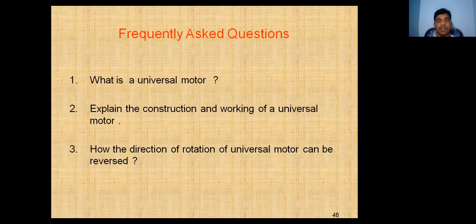So what is a universal motor? A universal motor can be run on either AC or DC. Construction is similar to the single phase AC series motor we discussed in yesterday's class. We can change the direction by reversing either the field or the armature.